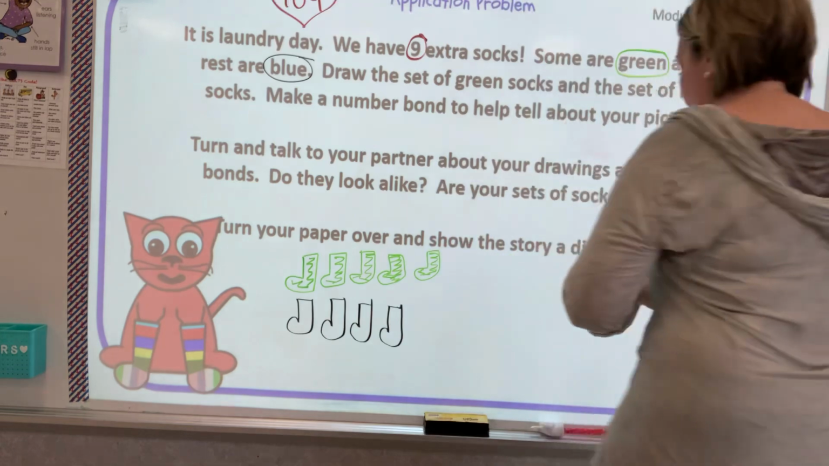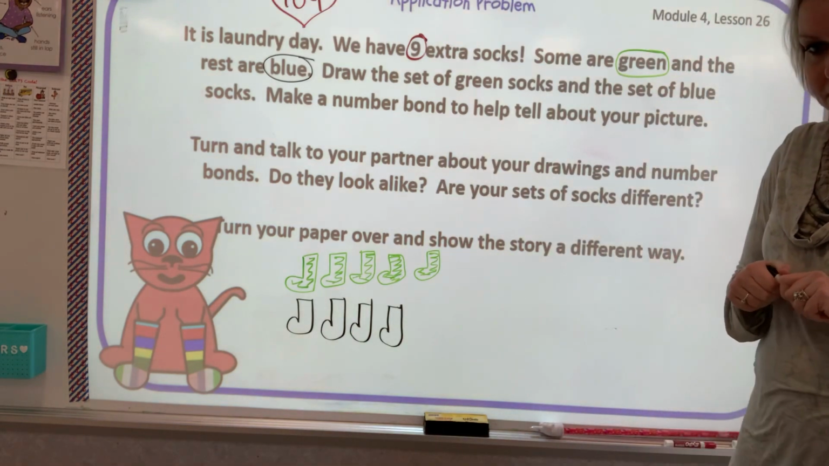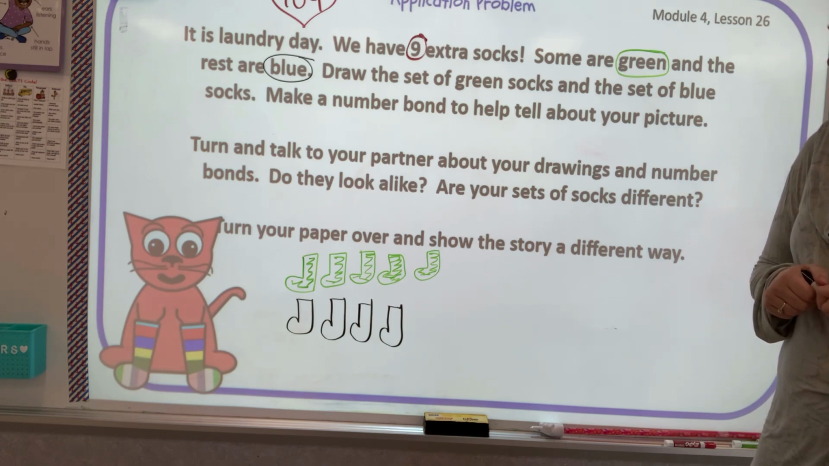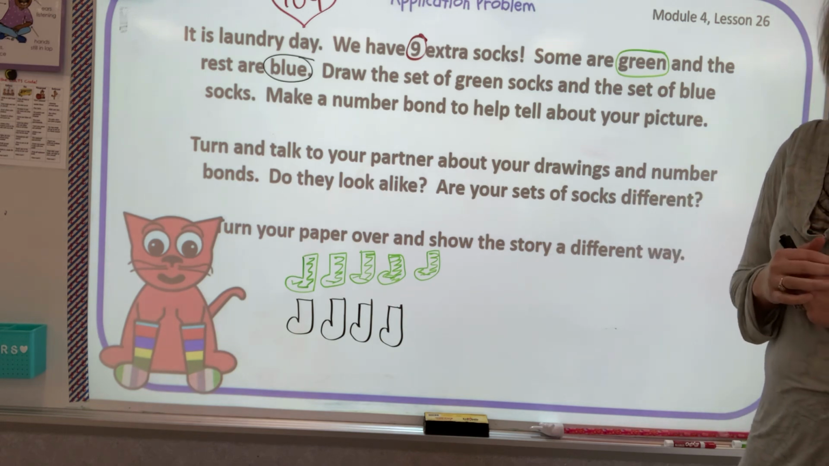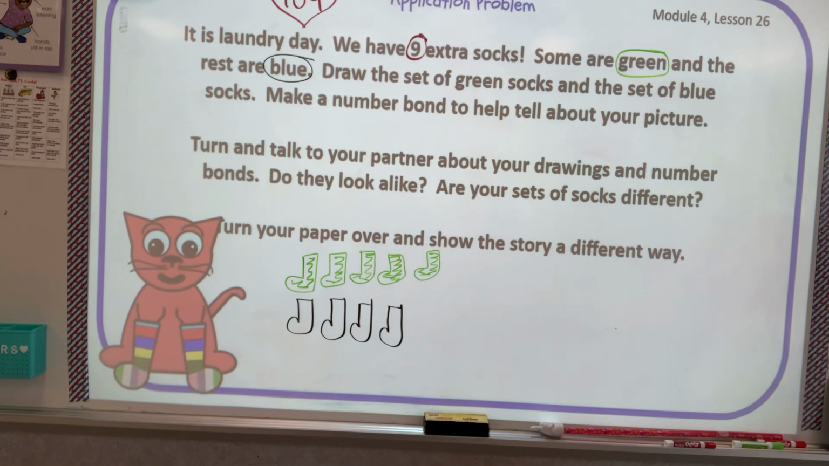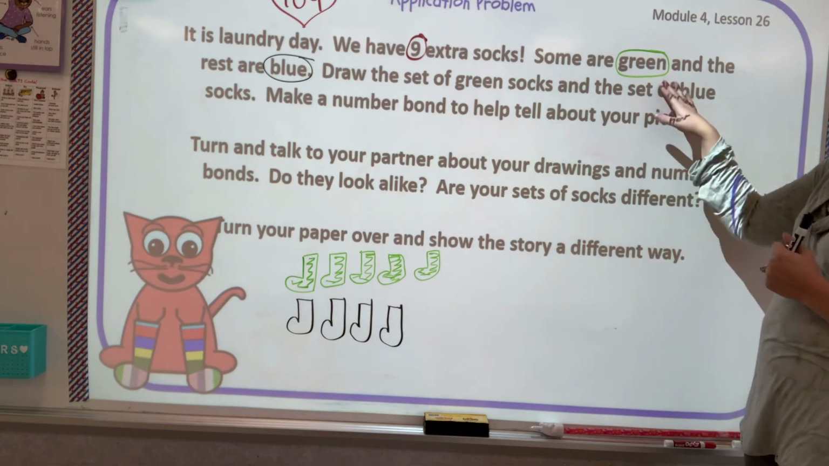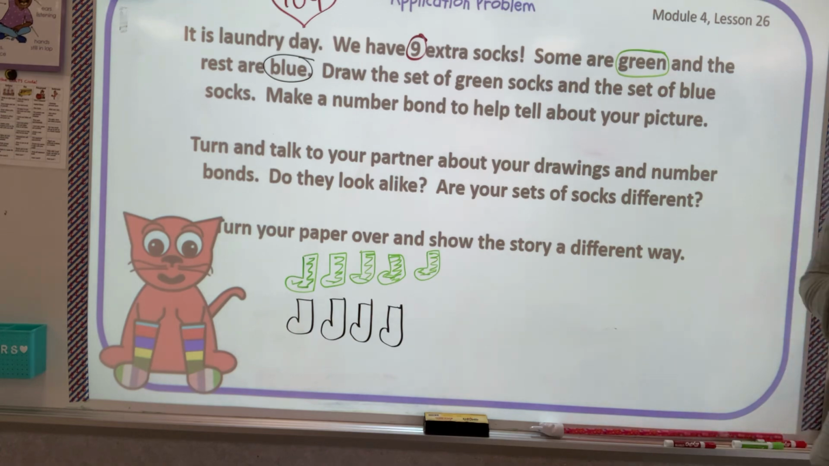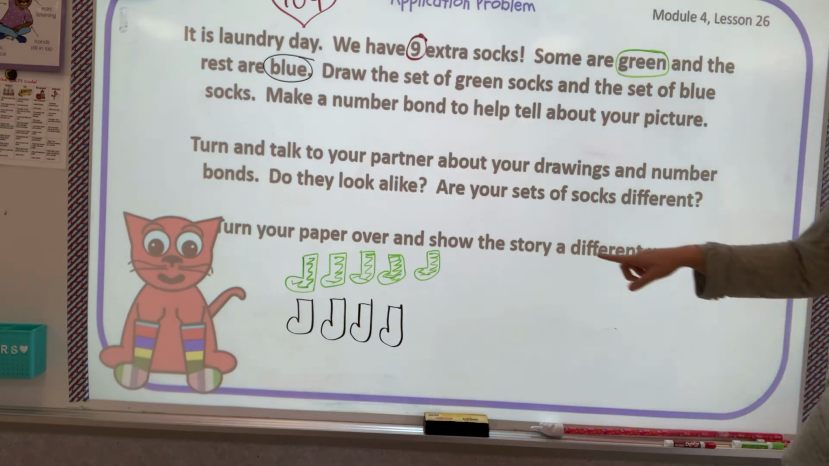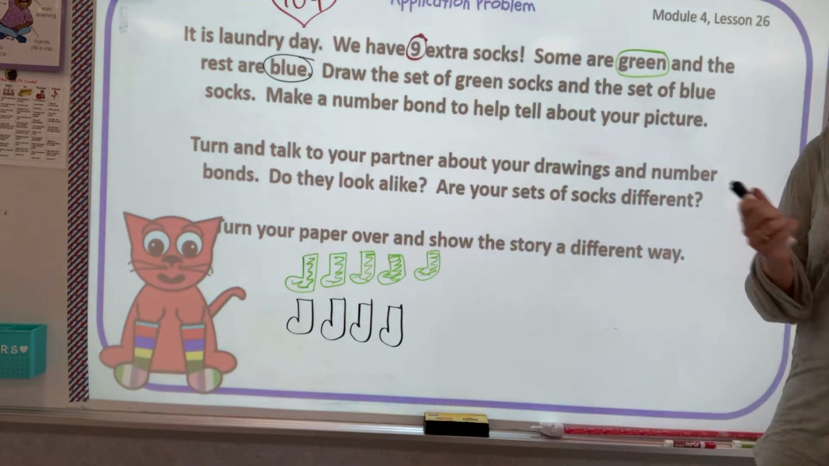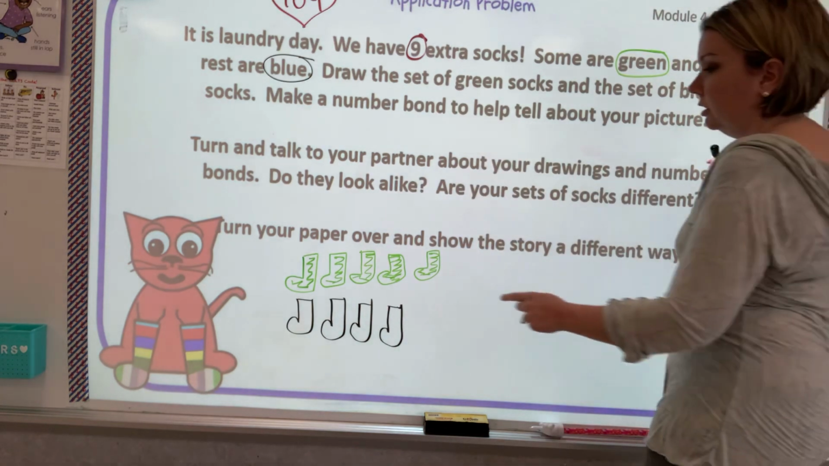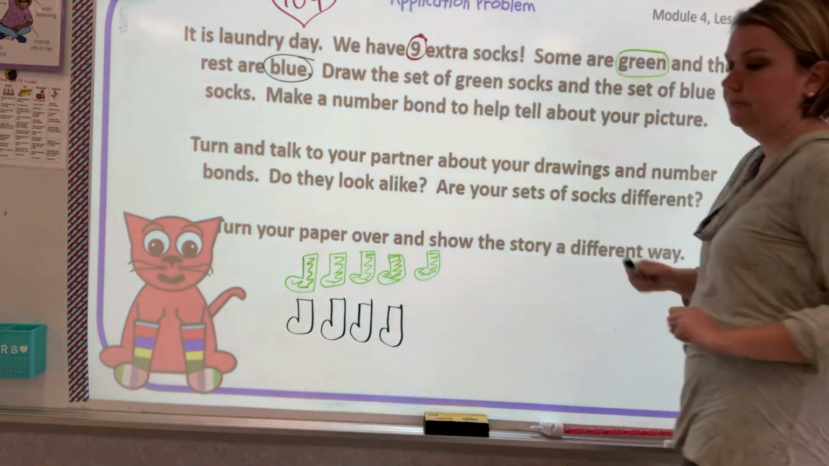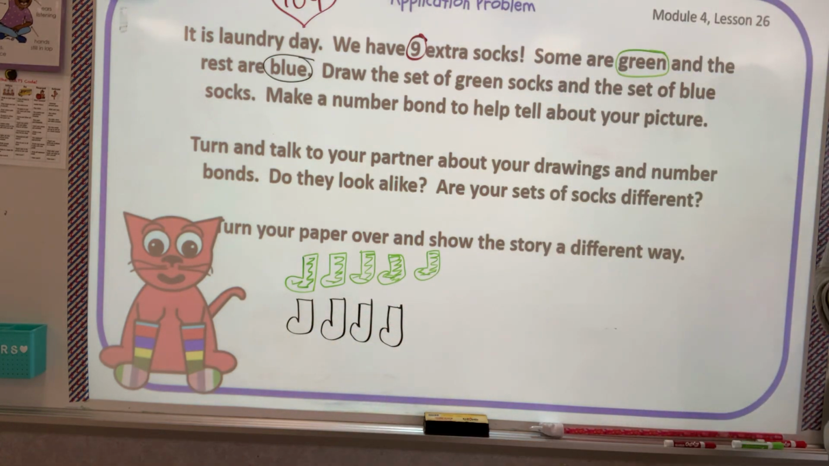Miss Kate? Uh-huh. I'm just drawing circles. Yeah, that's absolutely fine. If you just want to draw circles instead of a sock and draw blue and green circles, that is perfectly okay. Just make sure you have 9. I'm gonna go back and count to make sure. 1, 2, 3, 4, 5, 6, 7, 8, 9. Mine is good. I have 9.